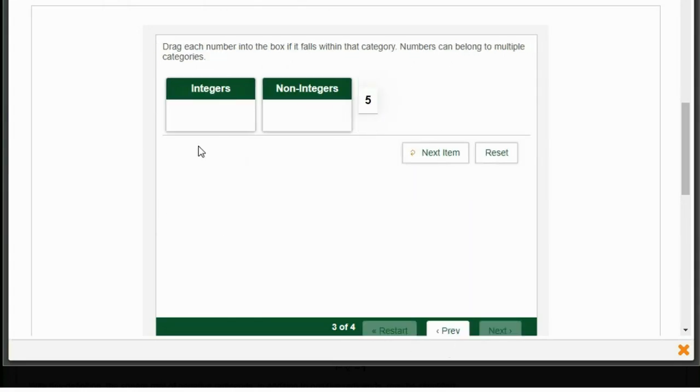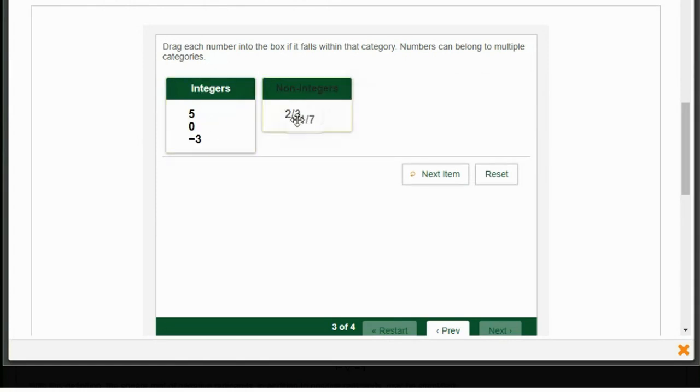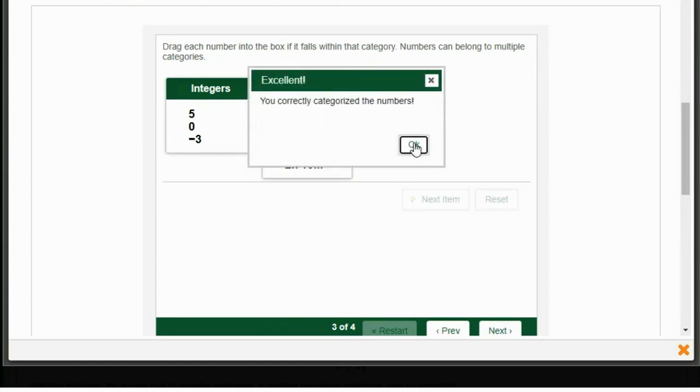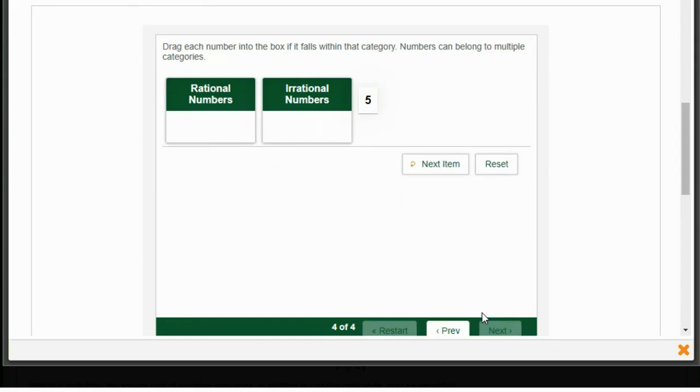And it goes on. Integers. That's anything that does not have a fraction. It includes decimals. So everything that is not. Getting easier and easier because more things fit.